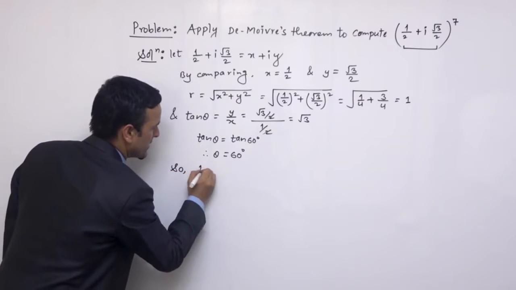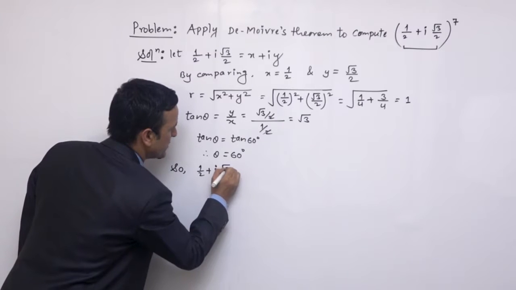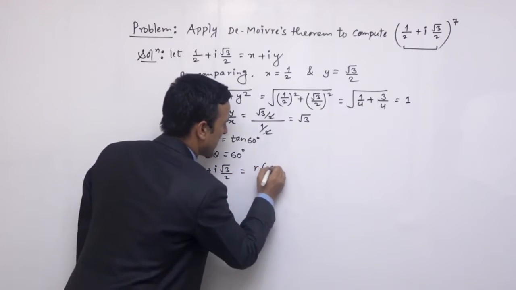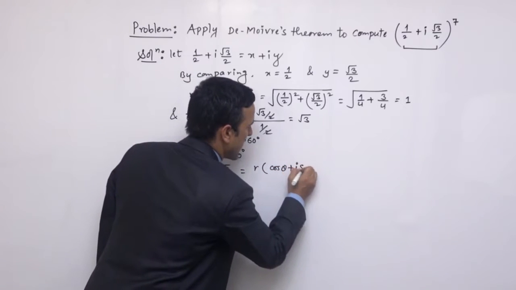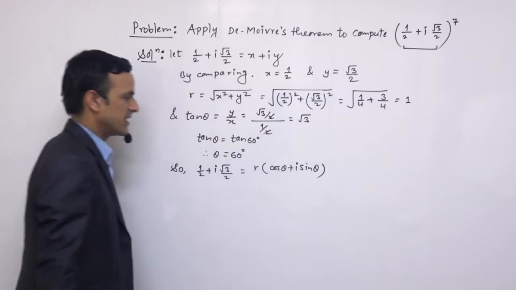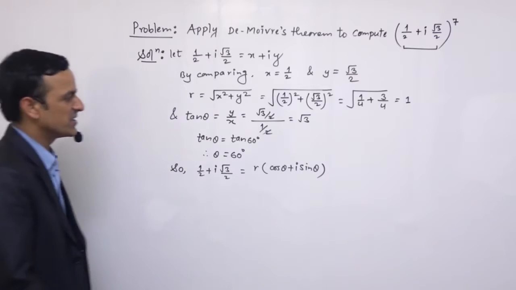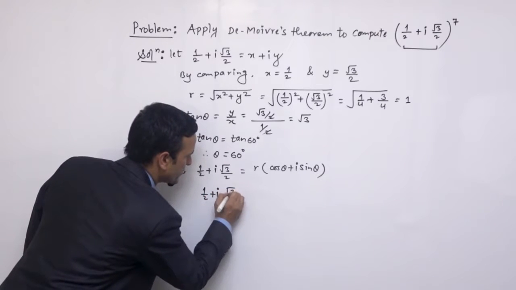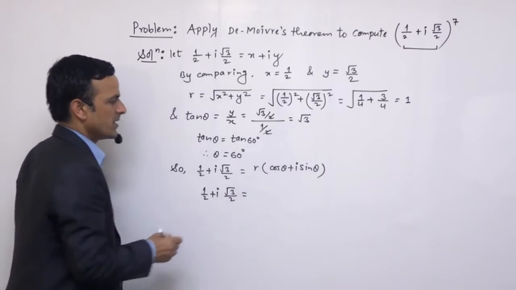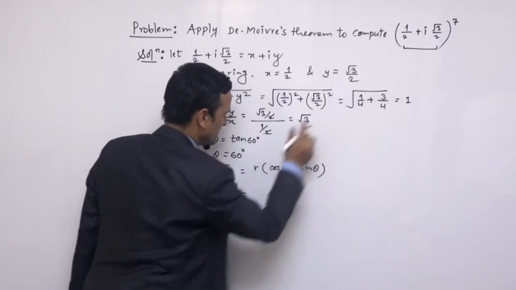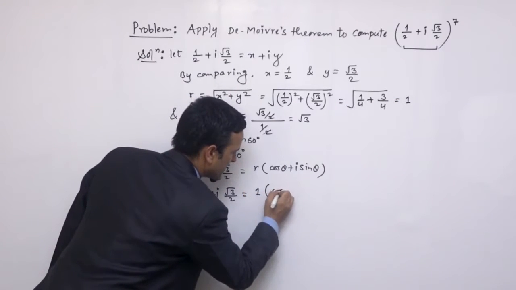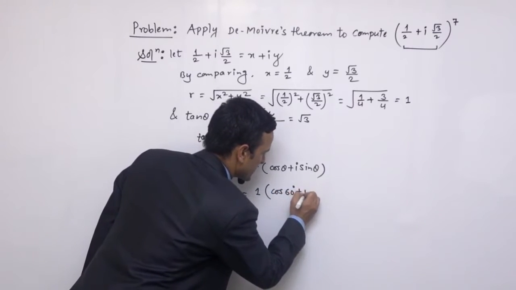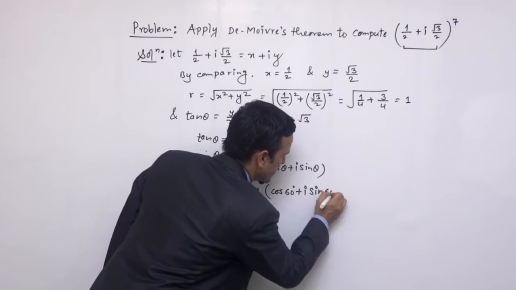So 1 upon 2 plus I root 3 divided by 2 is equal to r times cos theta plus I sin theta. Let's substitute the value of r and theta over here. So 1 by 2 plus I root 3 divided by 2. The value of r is 1 and the value of theta is 60 degree. cos 60 plus I sin 60 degree.